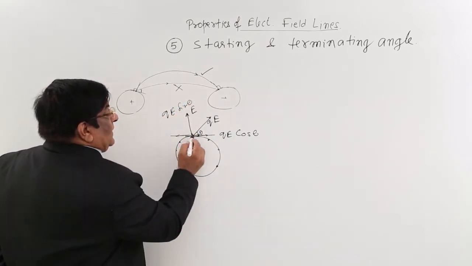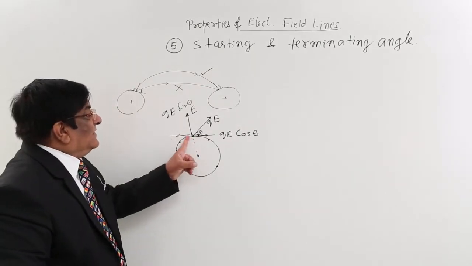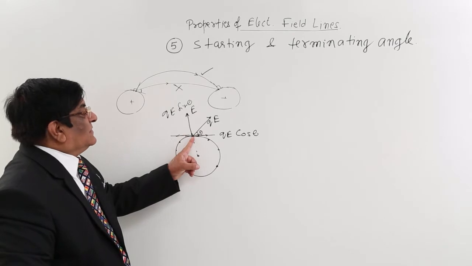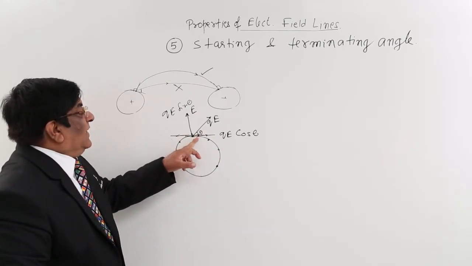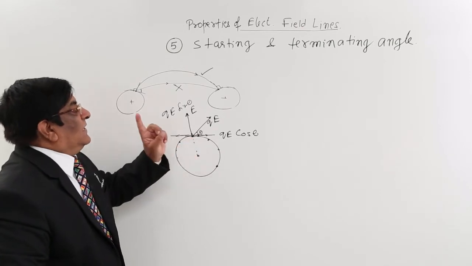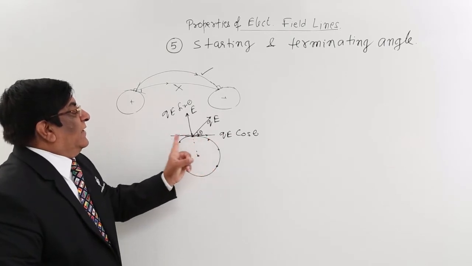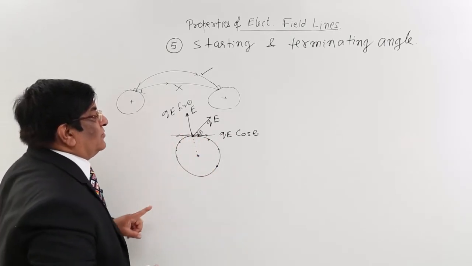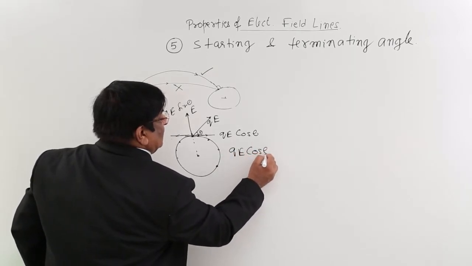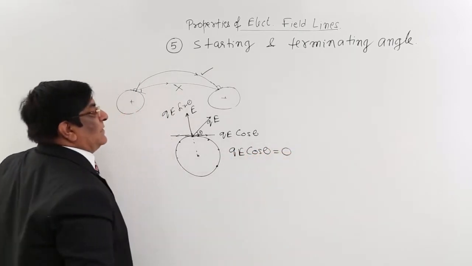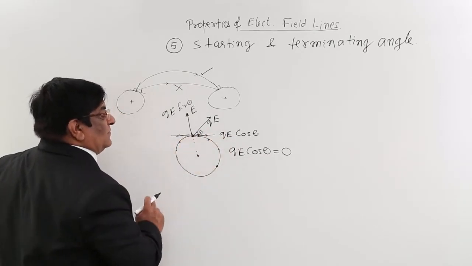Now, the force is applicable on this charge, and we are seeing that this charge is not moving in this direction. This charge has no other force. There is only one force, QE sin theta, but it is not moving. If it is not moving, the conclusion we make is QE cos theta is zero. Otherwise, if it has any magnitude, the charge should move.